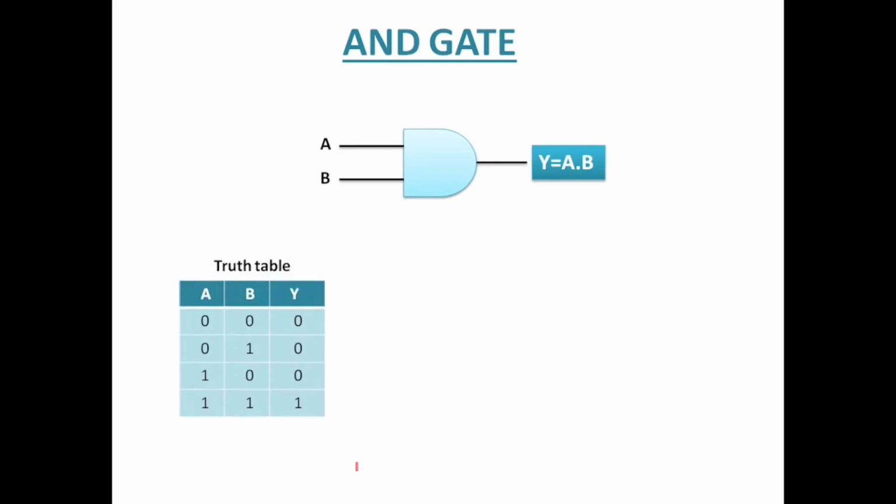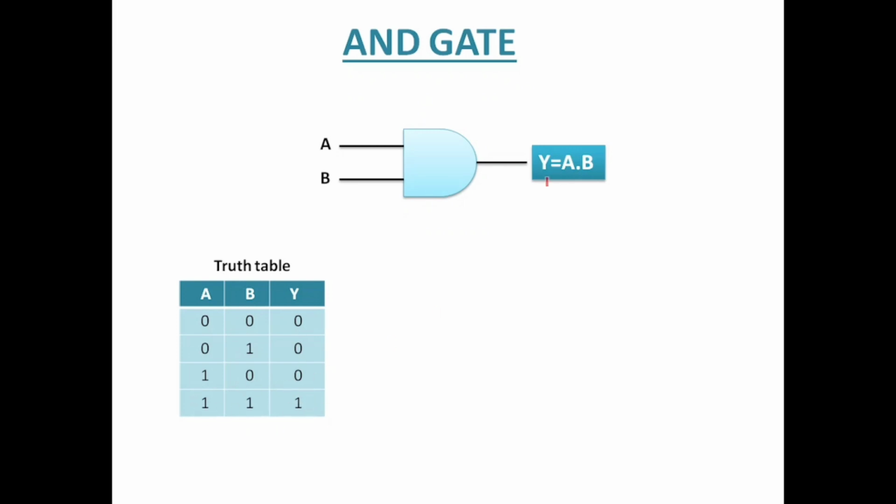Now this is the truth table for AND gate, and I have listed 4 combinations here: 0 0, 0 1, 1 0 and 1 1, and corresponding output is also shown. So let us now see how it works. So 0 0, when product is done, we get 0. For 0 1 and 1 0, again 0, and when both the input are 1, we get 1.